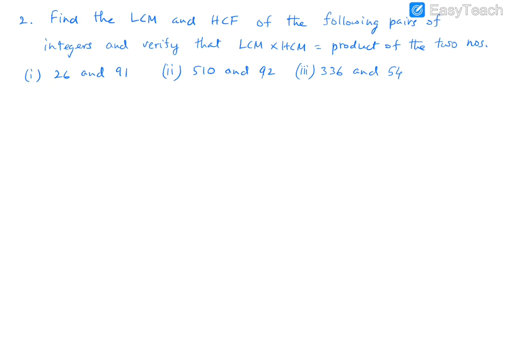Okay, so let's move on to question number 2, which deals with finding the LCM and HCF of pairs of numbers, and it is asking us to find the LCM and HCF and also verify the relationship that when we have pairs of numbers, the product of the HCF and LCM is equal to the product of the two numbers itself. So let's start with the first one. You'll find the HCF and LCM for 26 and 91 by using the prime factor representation.